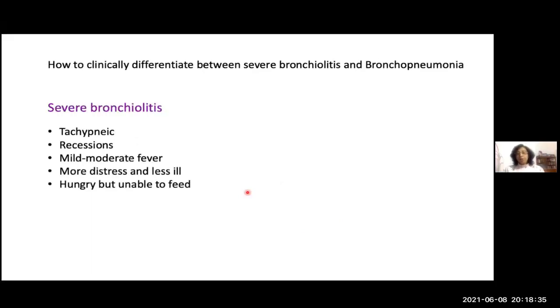Now, in severe bronchiolitis, or basically moderate to severe bronchiolitis, tachypnea is a basic feature, and also the baby will have recessions. You know, infants have very compliant chest walls, so they show a lot of recessions, suprasternal and subcostal recessions. Intercostal recessions are rarely seen in small children. And their fever is mild to moderate, not very high fever, but they are more distressed, right? So they are less ill and more distressed. They are hungry, but unable to feed because of the difficulty in breathing.